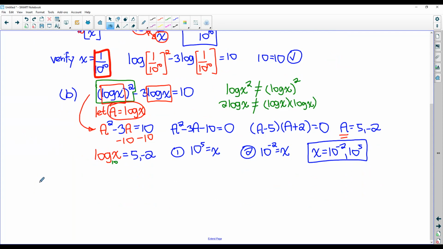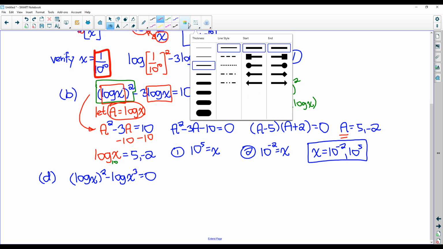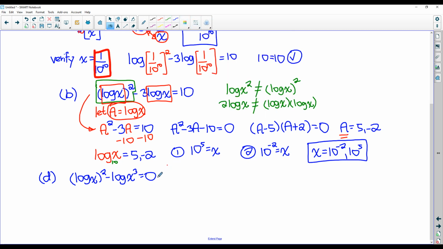Okay, and we have one final part here. It's a question where it just wants us to identify what exactly is the error, I believe. So what it says is a student is solving the equation (log x) all squared minus log of x cubed is equal to 0. And they try to do a substitution right here, which is they say, okay, let capital A be equal to log of x.